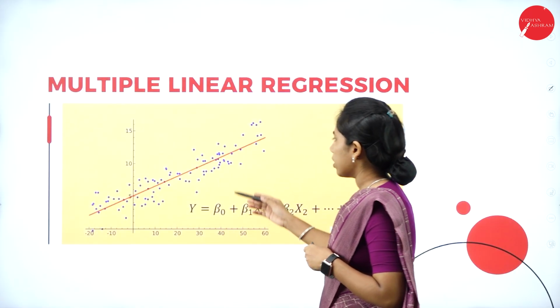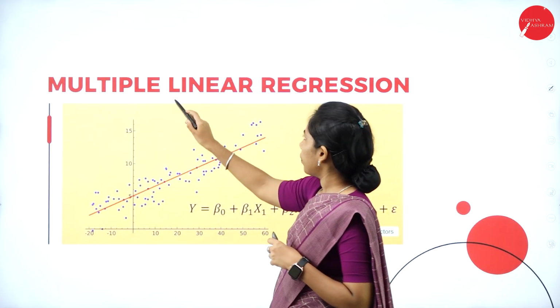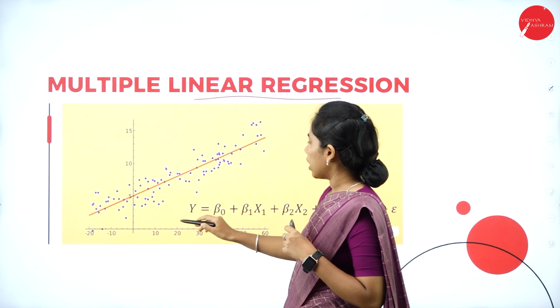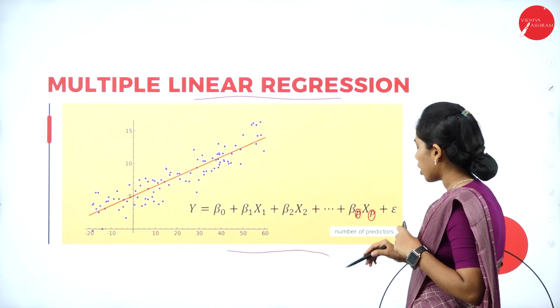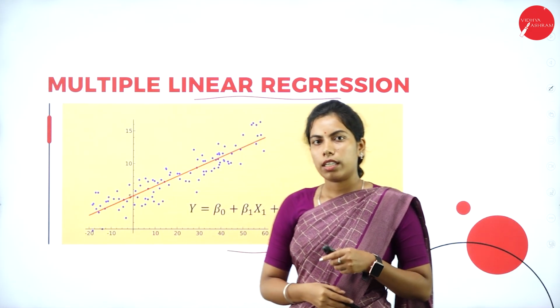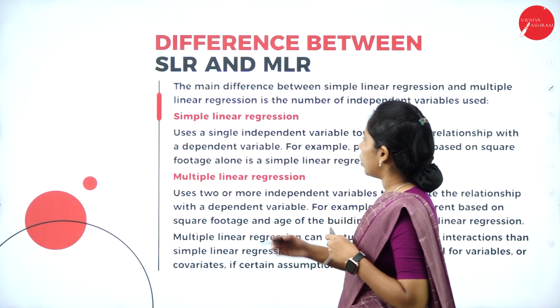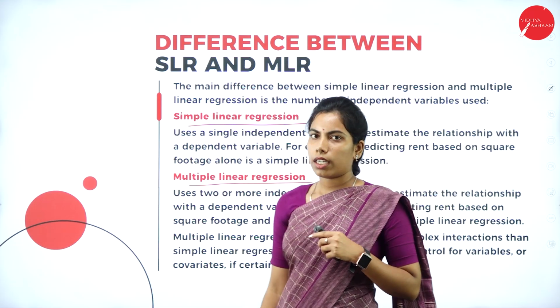And also here you can see what a multiple linear regression looks like. Here you can see the data values like this, and also the P. The P is the number of predictors and E is the error. This is how multiple linear regression looks. And also let's see the difference between simple and multiple linear regression.